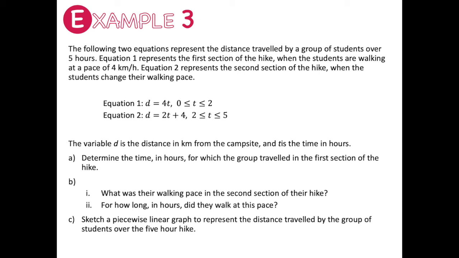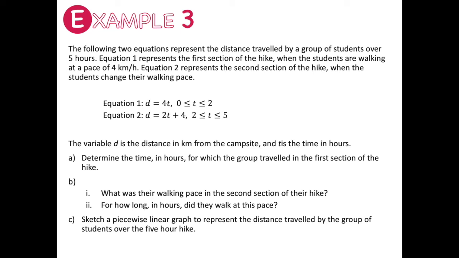So it might have been that they were walking up a hill for the first section, and then for the second section, they were walking down a hill. So they could walk at a faster pace. Or vice versa, they started off walking down a hill, and then halfway through they changed and started walking up a hill, so they walked at a slower pace.